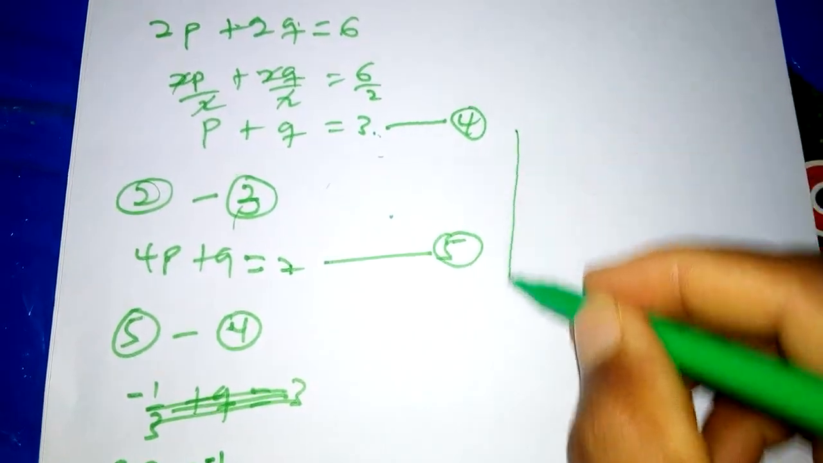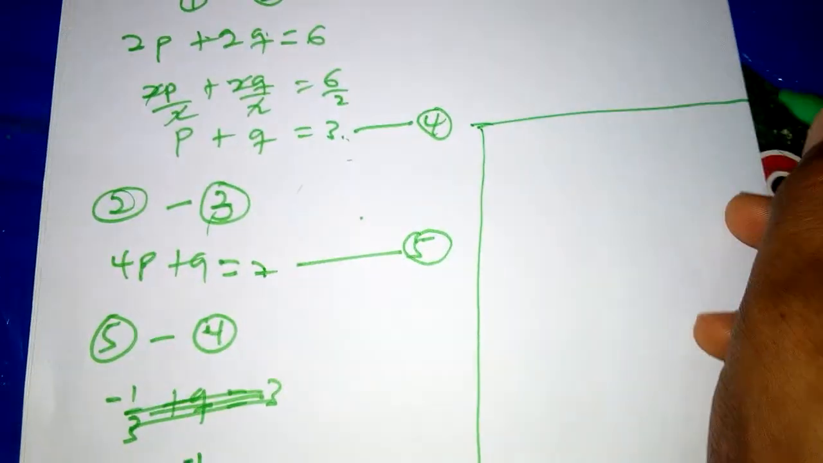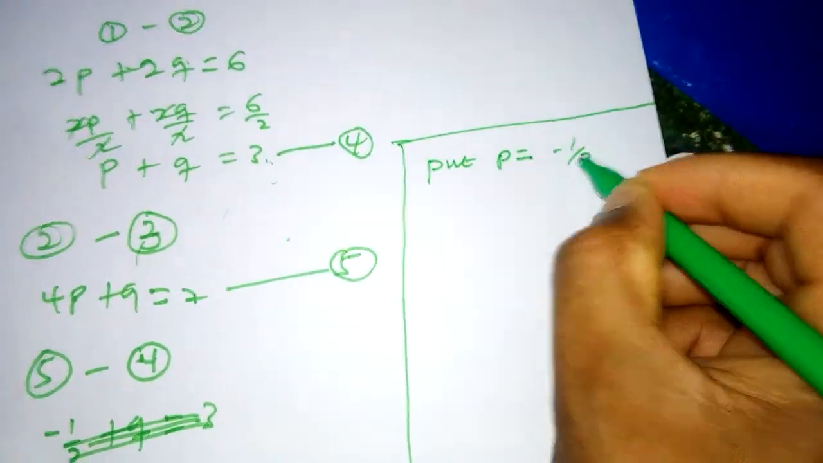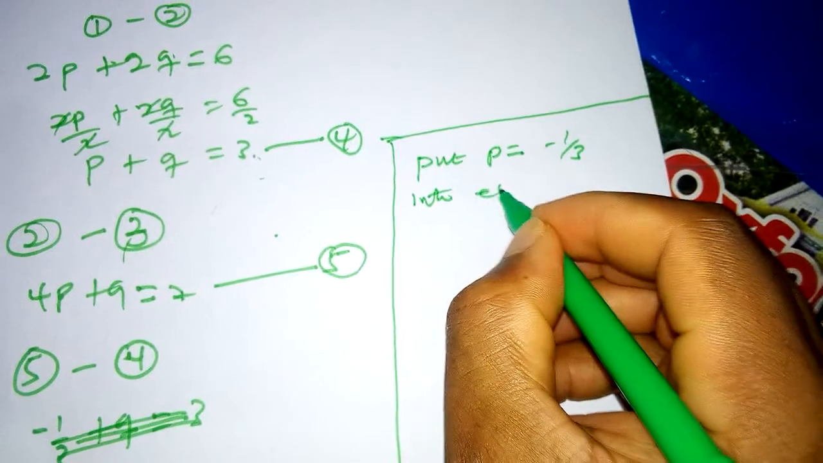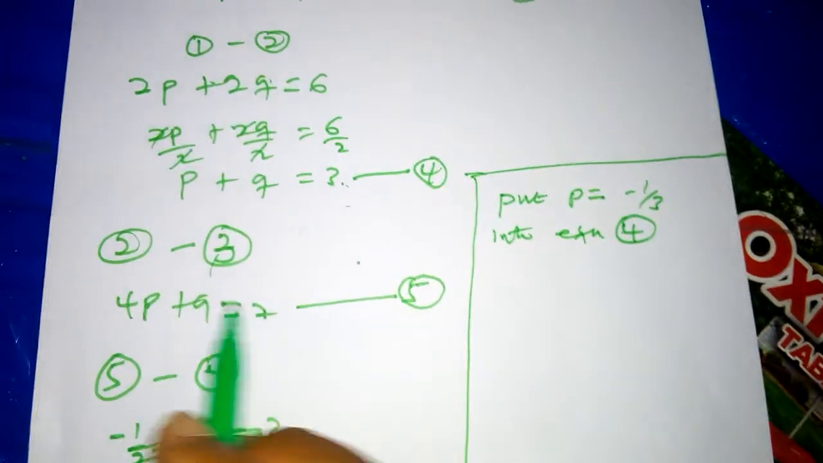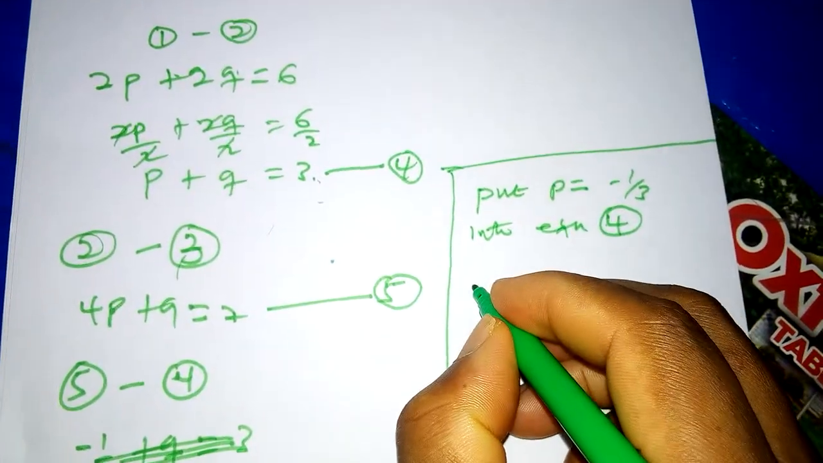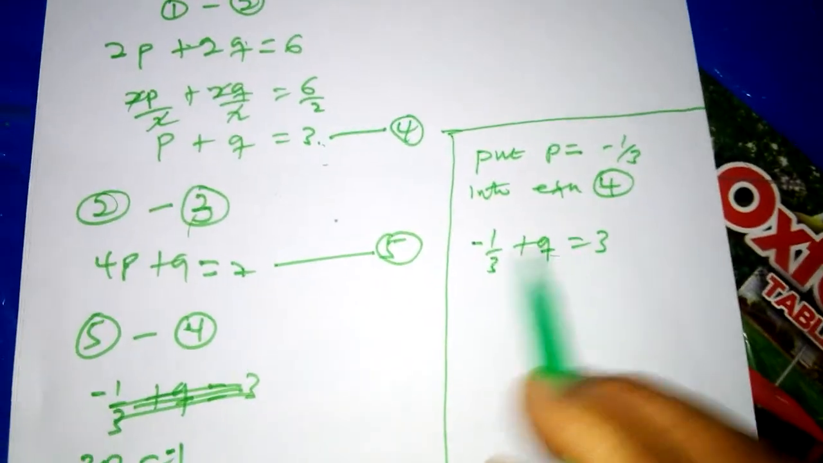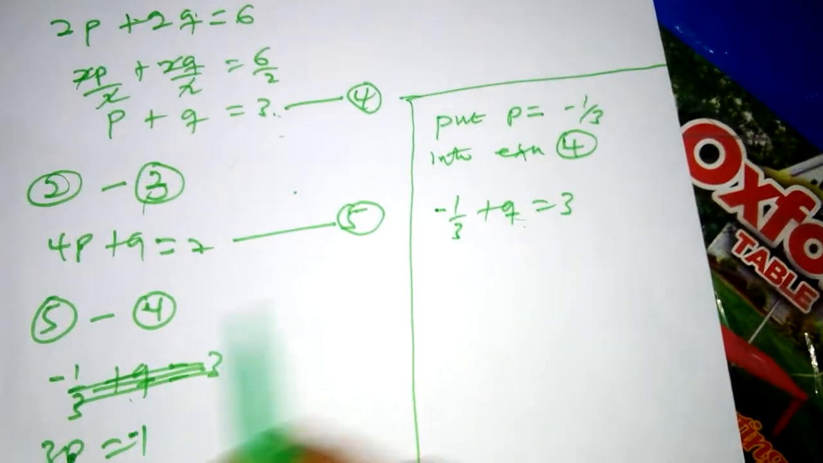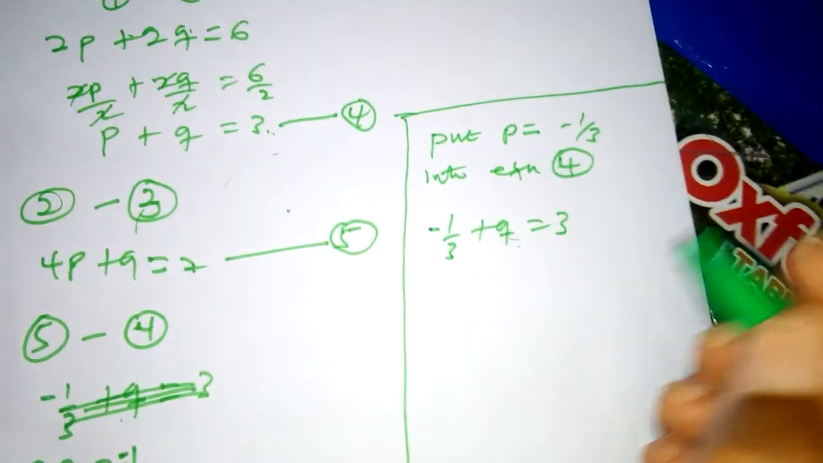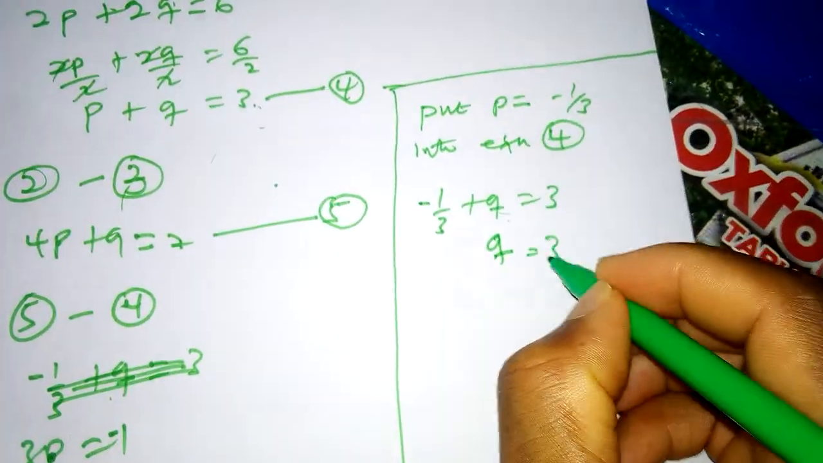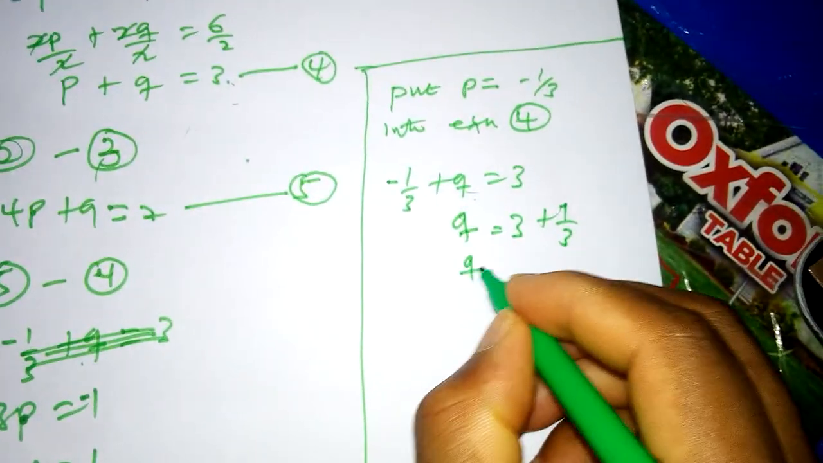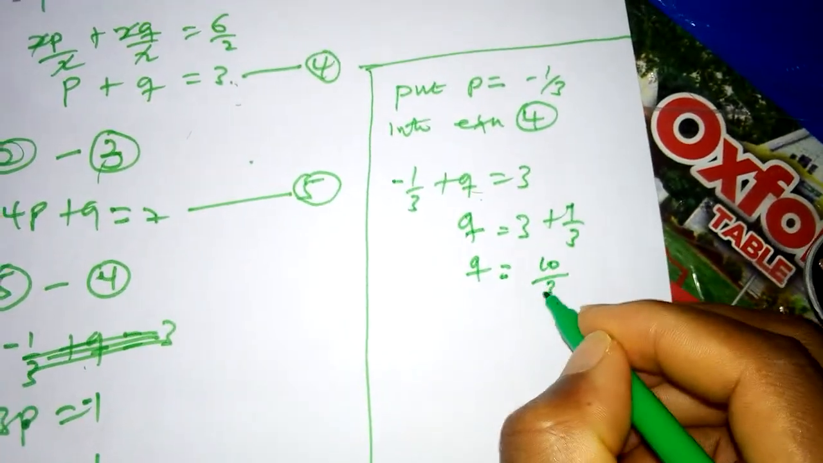So let me just divide this sheet neatly and then continue at this side. Now I'll put P equals negative 1 over 3 into equation 4. So where's my equation 4? This is it. And I have negative 1 over 3 plus Q equals 3. This was the equation I was writing here at first before we cancelled it out. This is where I jumped to. So sorry for that. So we have Q equals 3 plus 1 over 3, and when you do this one, it will just give you 10 over 3.